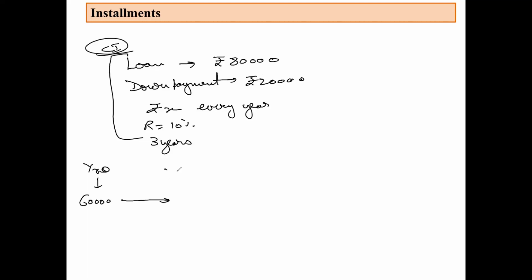What will it be at the end of year one? Since the rate is 10%, can we say this will become 66,000 rupees payable? At this point, I pay rupees X. So the amount due is 66,000 minus X. What happens at the end of year two? Can I say 66,000 minus X will again increase by 10%? And at this point, I pay another X rupees.